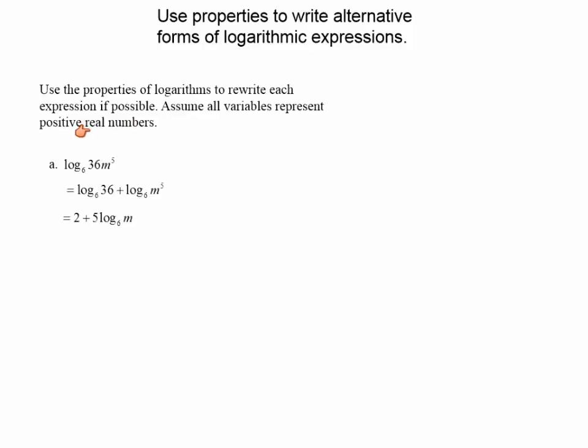We want to use the properties of logarithm to rewrite each expression if possible, assuming all variables represent positive real numbers. We want to look at log of 36 m to the power of 5 with the base 6. So it looks like I can use the product rule to expand this. If I have log of x times y with the base b, I can expand this to log of x plus log of y with the same base b. So in this case, I can write this as log of 36 plus log of m to the power of 5.